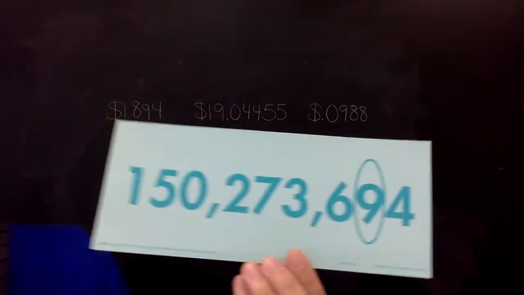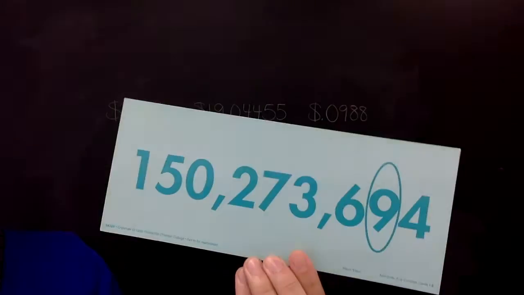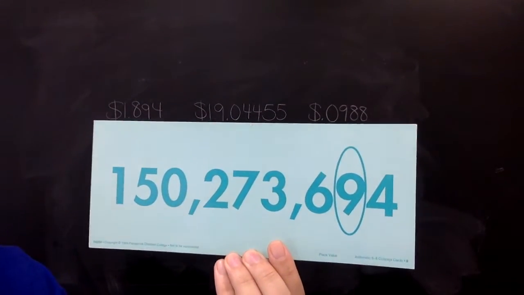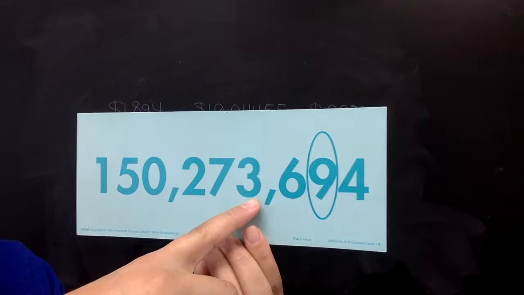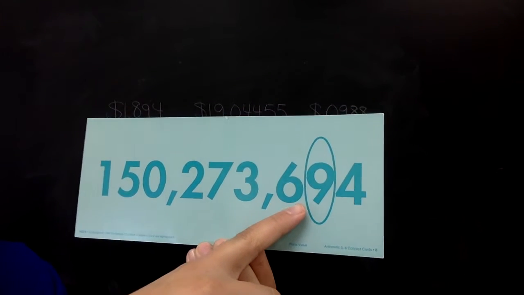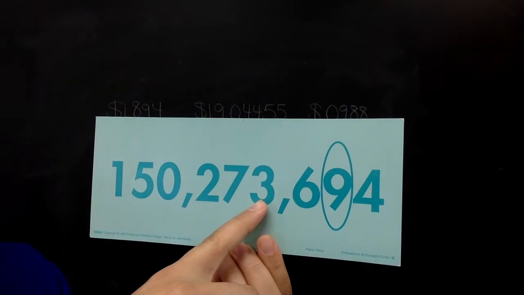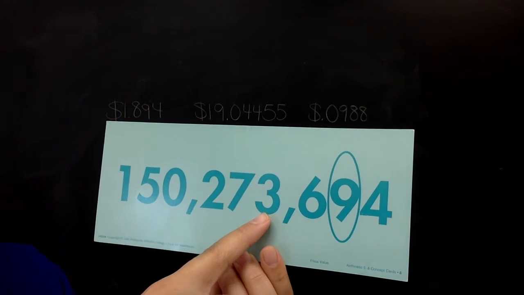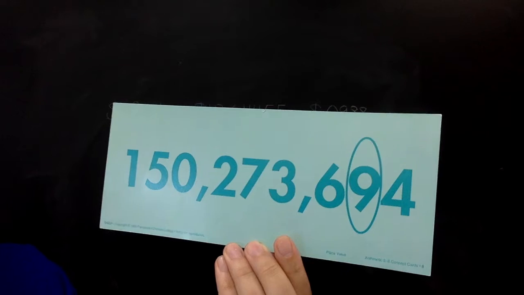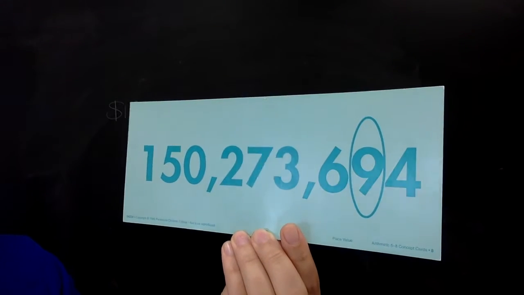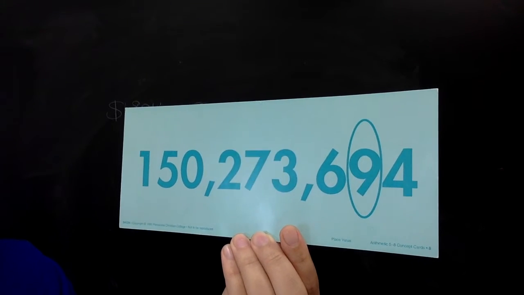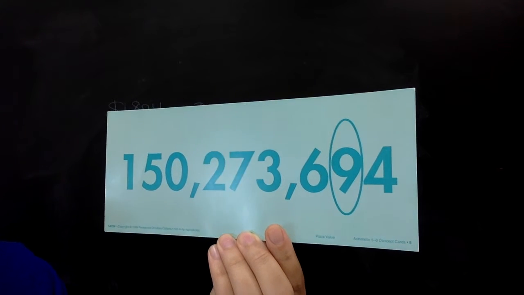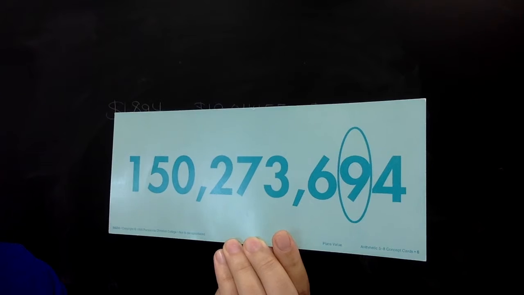So first of all, I would like you to round this number to the nearest 1,000th place. So the first thing you do is find the 1,000th place, which is right here. That means 6 is your determining digit. So 6 tells you whether or not to round this up or keep this the same. And then all numbers after the 1,000th place are changed to zeros. So our answer for that would be 150,274,000.